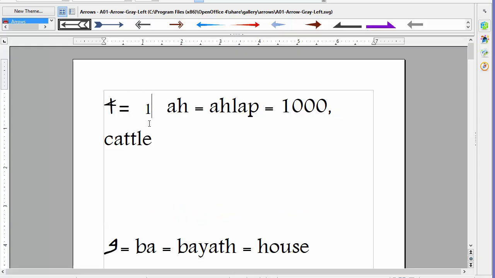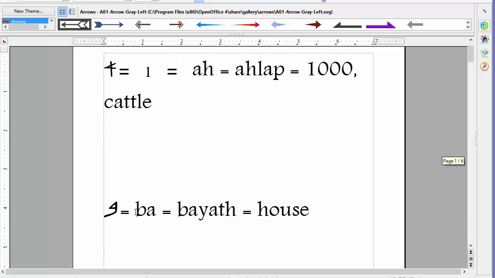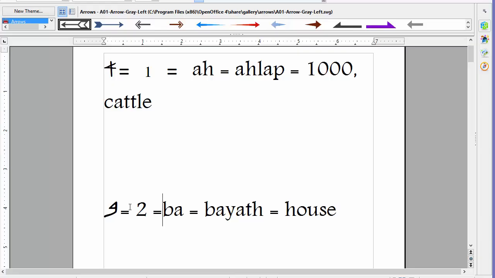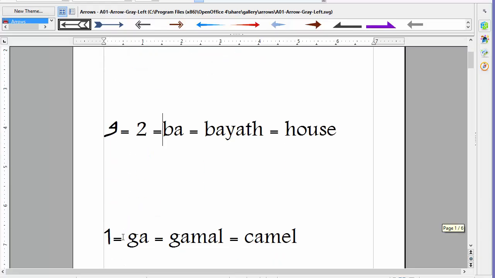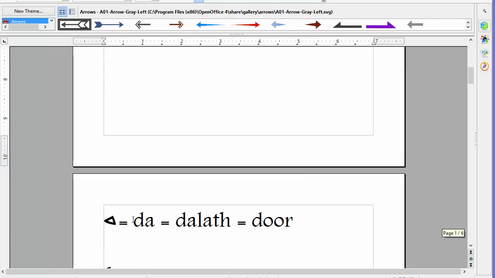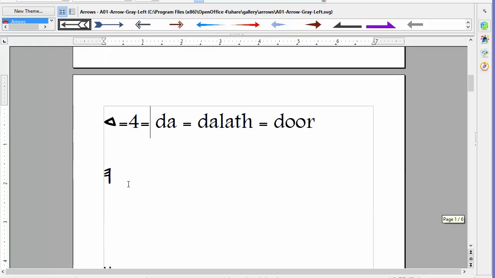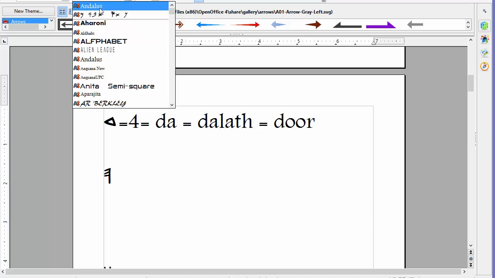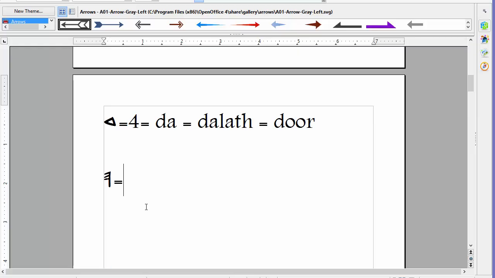That's the fourth letter in the Hebrew alphabet, and the numerical value of this is the number 1. Okay. The numerical value of the ba is 2. I just put it right next to it. The numerical value of the ga is 3. Okay. The numerical value of the da is 4. Okay. Now the next letter we have is the letter ha, which the pronunciation is ha.